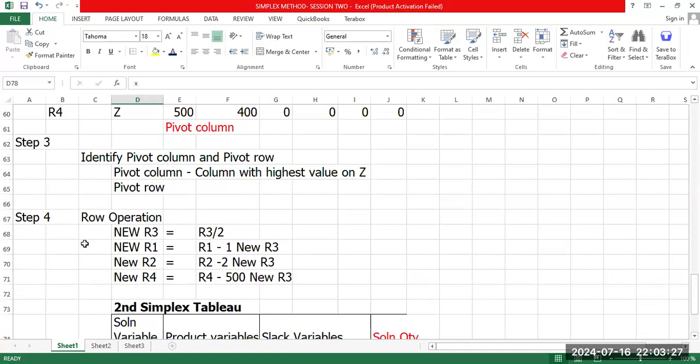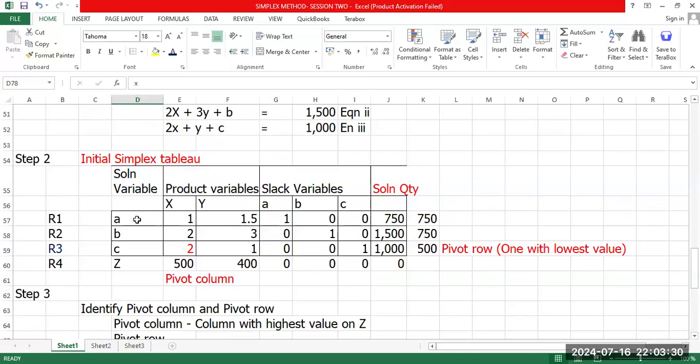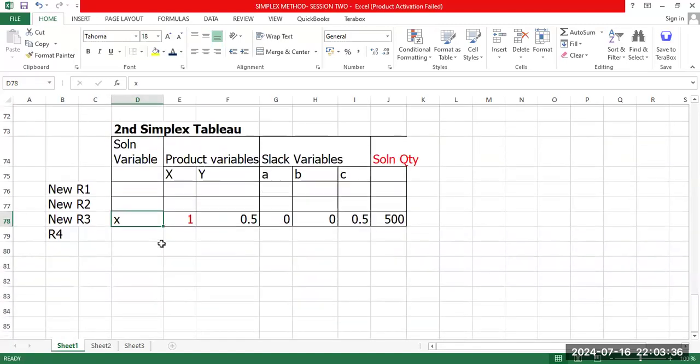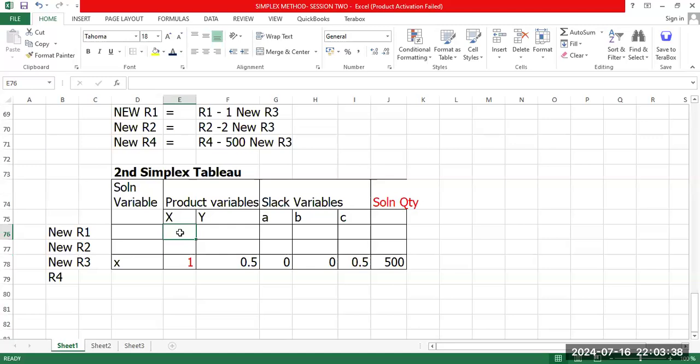So we go to new row 1. The formula is saying we get row 1 minus new row 3. Abel, yes, please. I beg your pardon, on that solution variable, how you changed it to X.